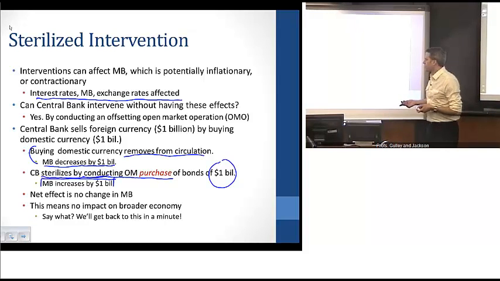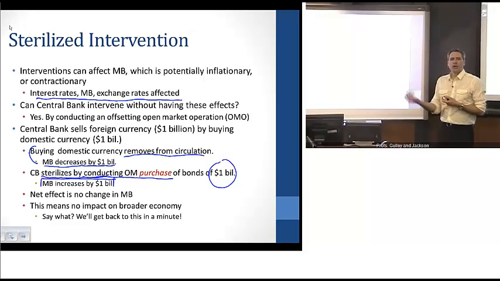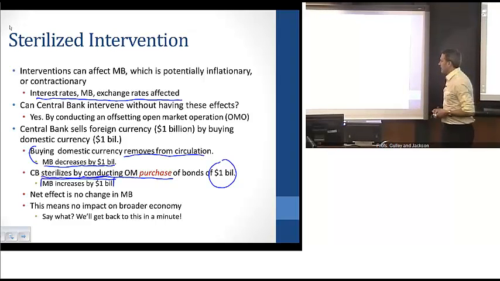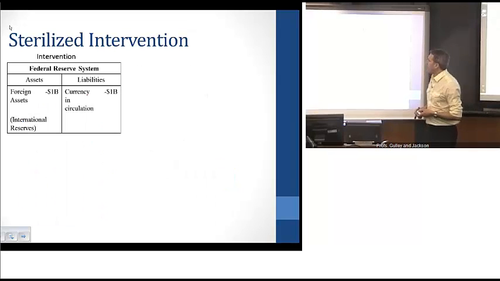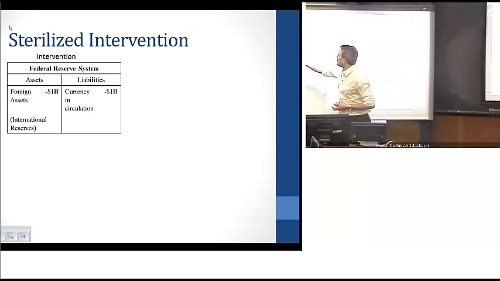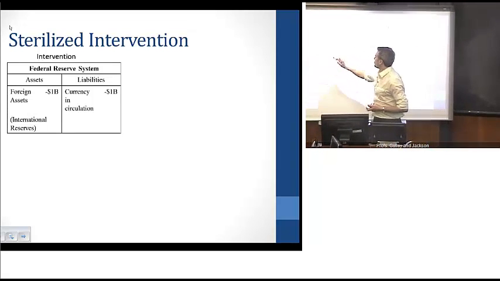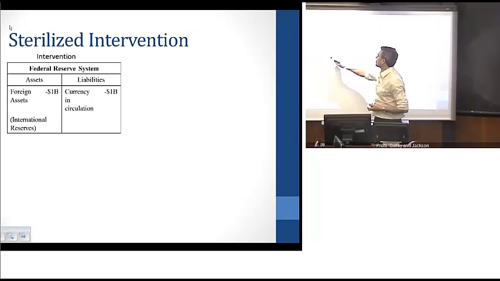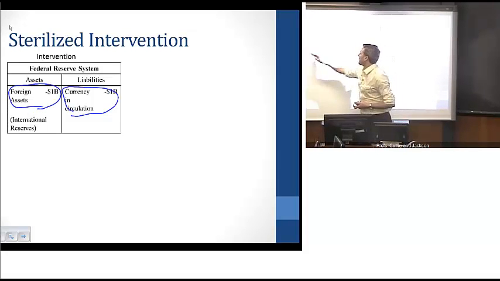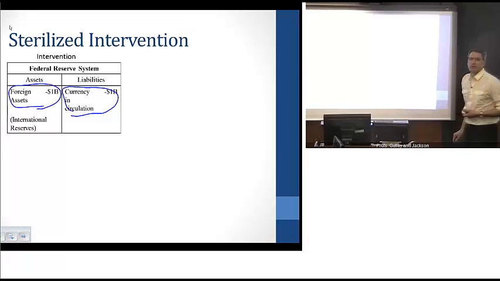So you might be thinking to yourself, well, what's the point of that? It's kind of pointless, right? Because the monetary base doesn't change. Nothing really happens. We'll get back to that here momentarily. So if we look at this process, again, here's the intervention. In this case, the central bank is buying $1 billion in currency, and they're doing that by selling $1 billion in international reserves.